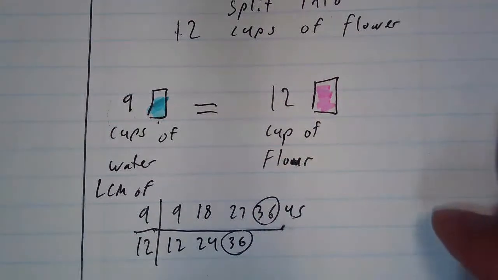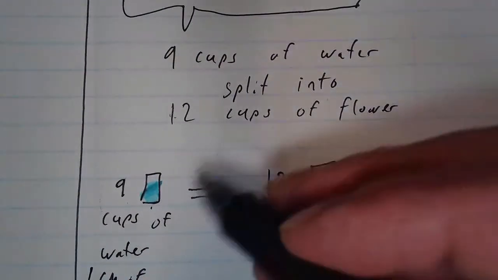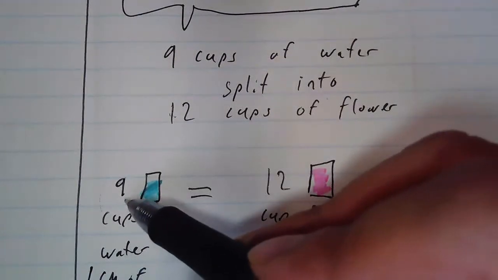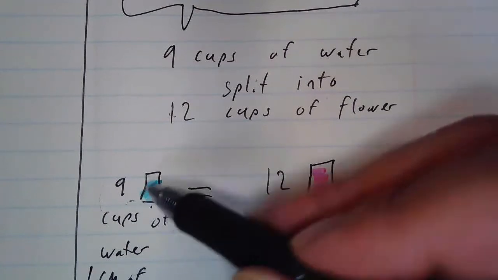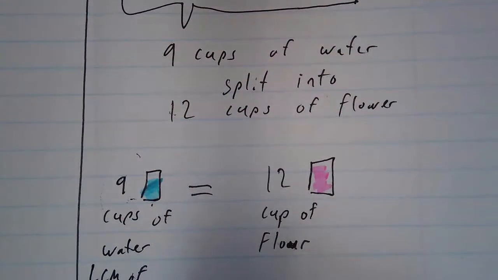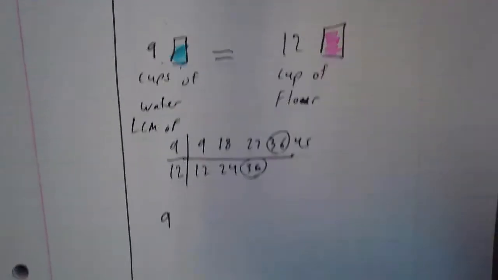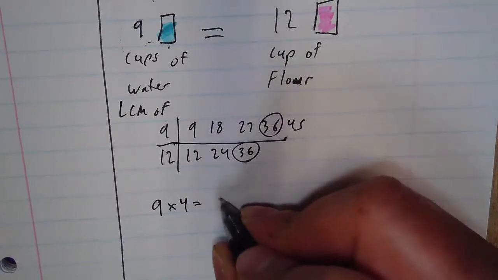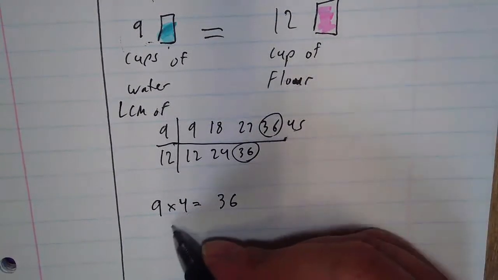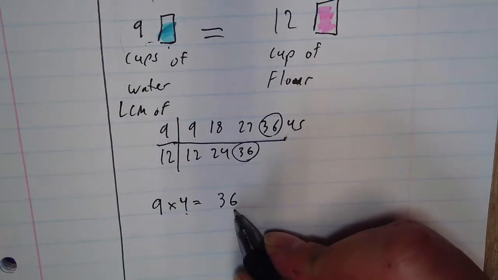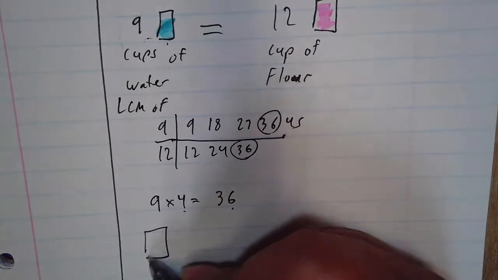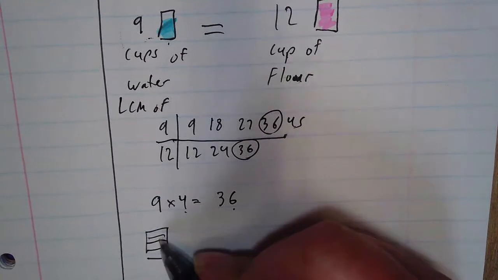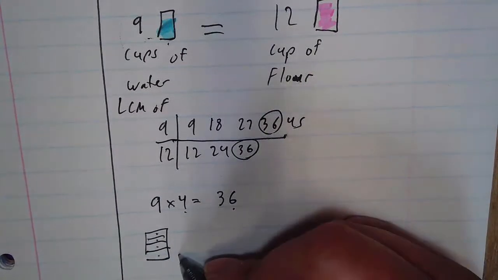Okay, but what does that mean, 36? That means I have to have 36 parts. To go from 9 to 36, and please, if this doesn't make sense to you, that's okay. We'll get to fractions. You have to multiply 9 by 4 to get 36. That means each of these, 1, 2, 3, 4, becomes 4 parts.